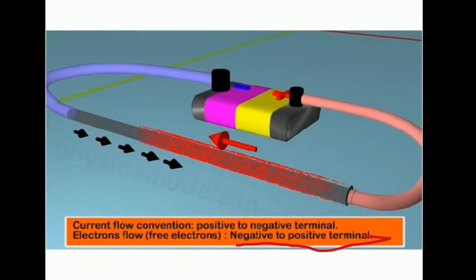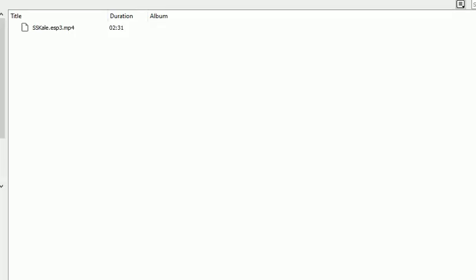So this is what we have discussed about what current is, how current moves, what the direction of electrons is, and what the direction of current is.